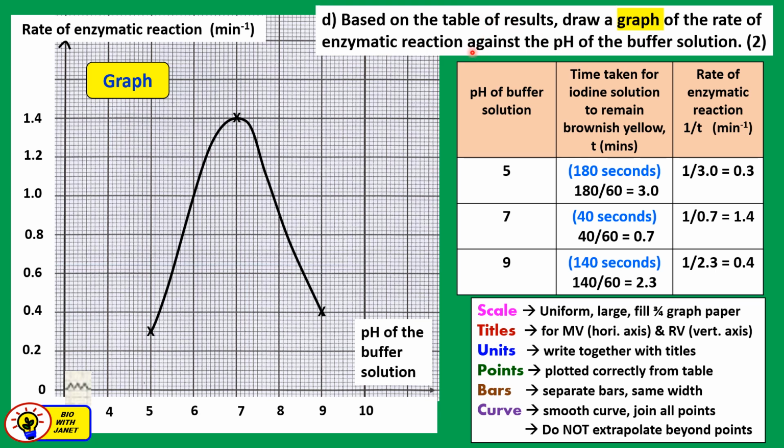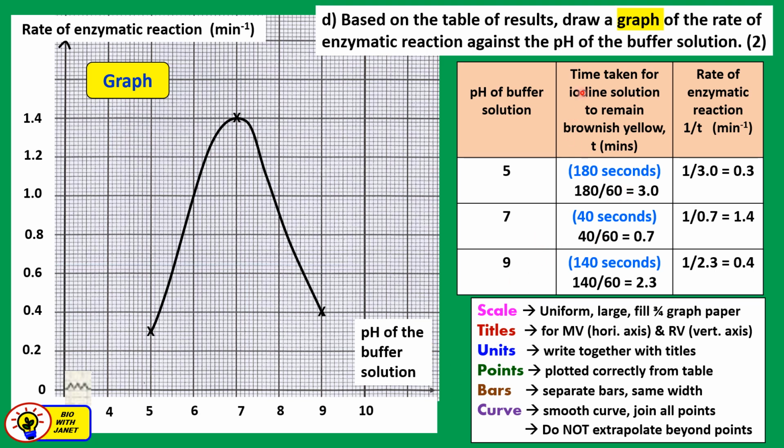Think of the word A here, just next to the RV. A is for atas. Think of atas. So it's the vertical axis, and this is on top, and then below that is the MV on the horizontal axis. Okay. So here we write rate of enzymatic reaction, and the unit is not given in the question. So you have to write your own units for this one, which is 1 per minute. Okay, and then 1 over T, and then for your MV is the pH of the buffer solution.